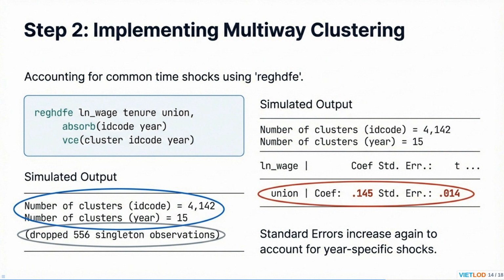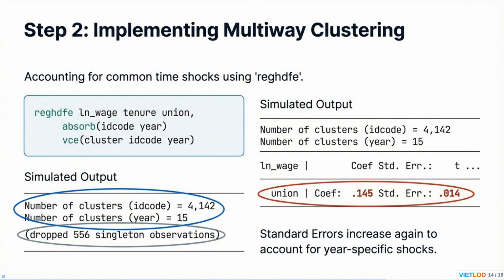Simultaneously, we use vce(cluster idcode year) to perform two-way clustering. The output clearly shows 4,142 clusters for individuals and 15 for years. It's crucial to note that reghdfe automatically drops 556 singleton observations, ensuring our standard error calculations remain unbiased. Now, observe the union coefficient. It has shifted to 0.145.